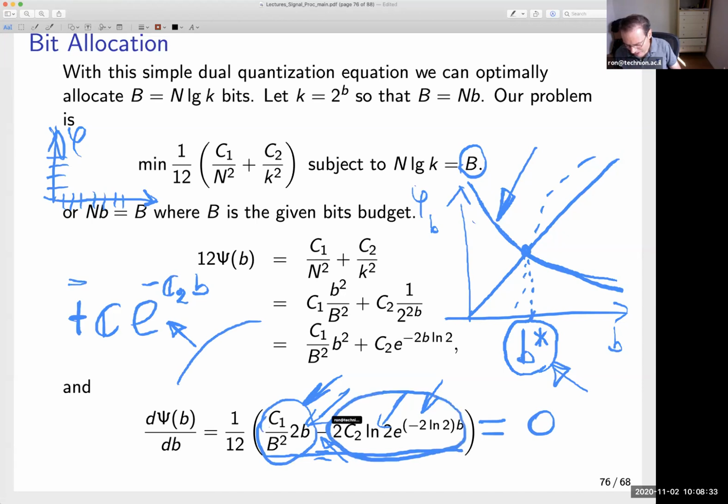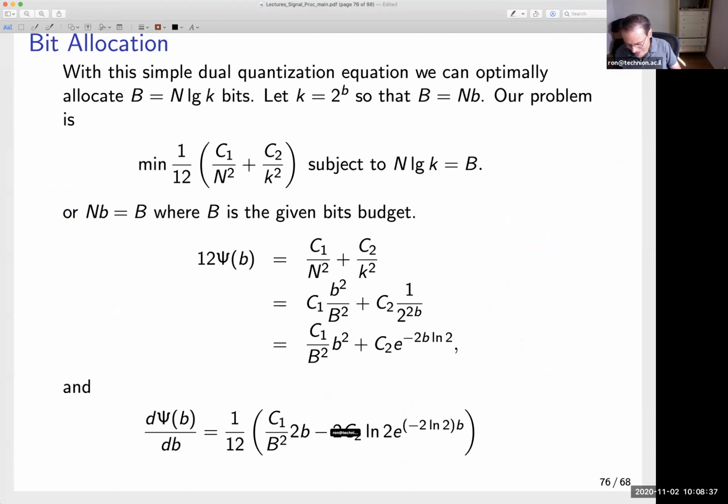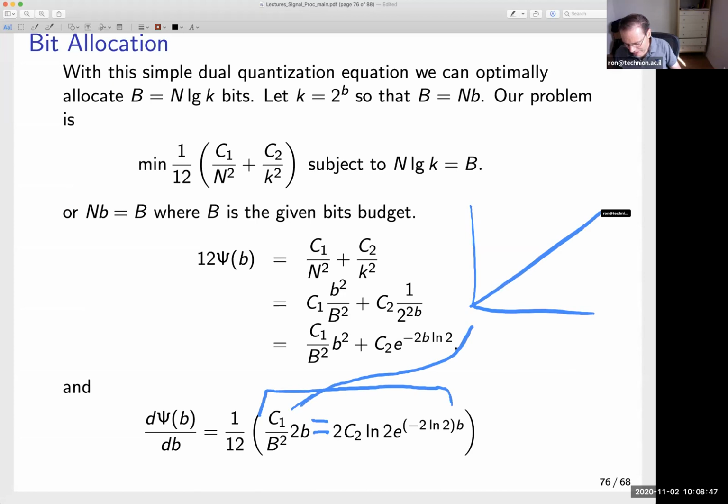And when I write it like that, let me just remove the noise here. And when I write it like that, so this is the equation I'm trying to solve, what happens is that this function would look like that. And that function would look like that. And then everybody's happy. This is the optimal b that I'm looking for.